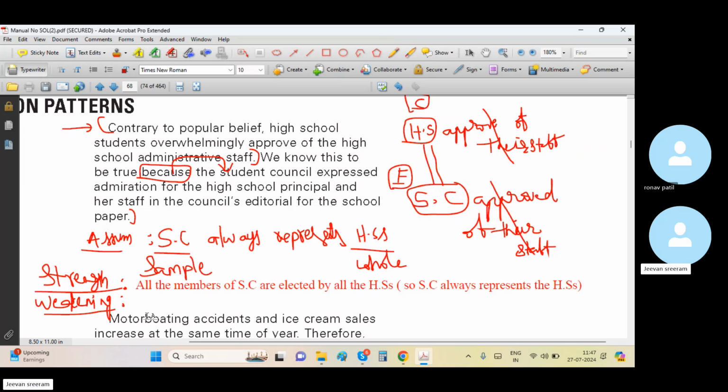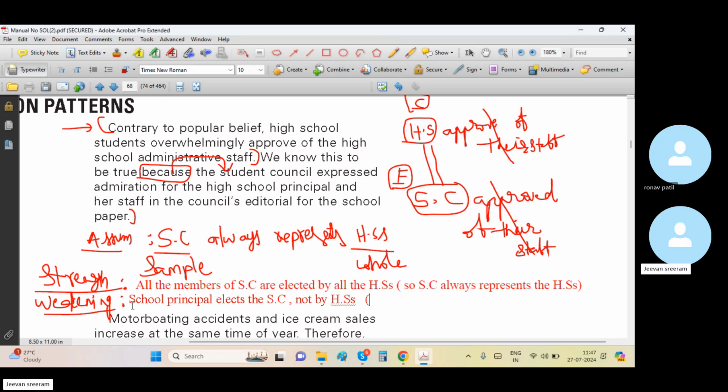So I need an idea or a reason for the idea that the student council won't represent high school students. So all members of the student council are not elected by high school students. If they were not elected by high school students, who elects them? They were picked by the administrative staff, something like the principal. The school principal selects the student council, not by high school students.